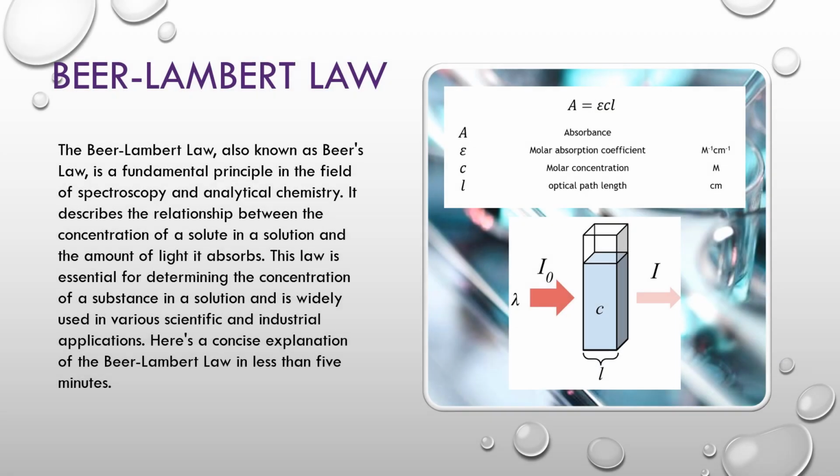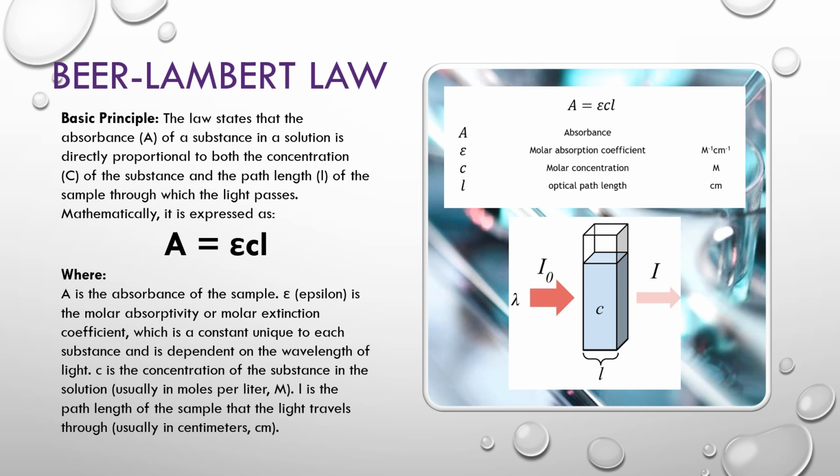The Beer-Lambert law, also known as Beer's law, is a fundamental principle in the field of spectroscopy and analytical chemistry. It describes the relationship between the concentration of a solute in a solution and the amount it absorbs. This law is essential for determining the concentration of a substance in a solution and is widely used in various scientific and industrial applications. Here's a concise explanation of the Beer-Lambert law in less than 5 minutes.